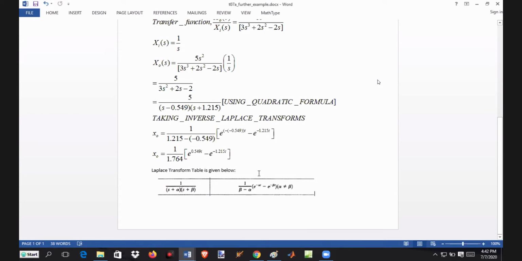So you follow the formula at the bottom of the page. There is a Laplace table there. I just cut and paste it in. Now there is a Laplace formula. Using this formula, you just go and put it inside here.